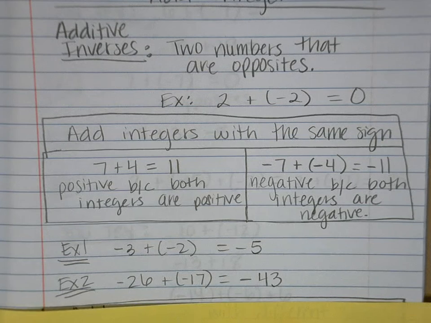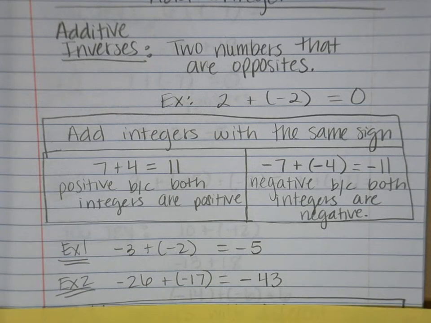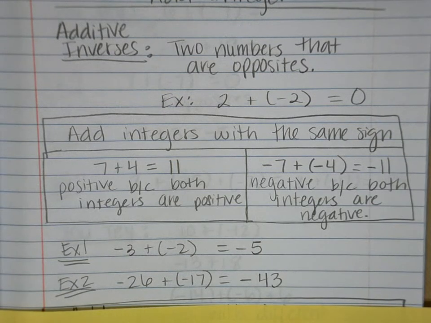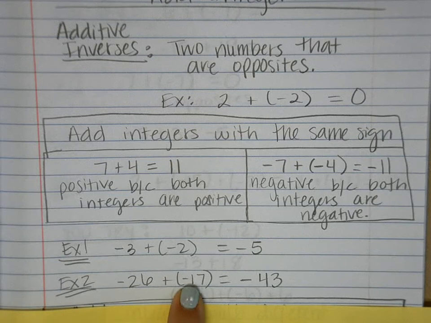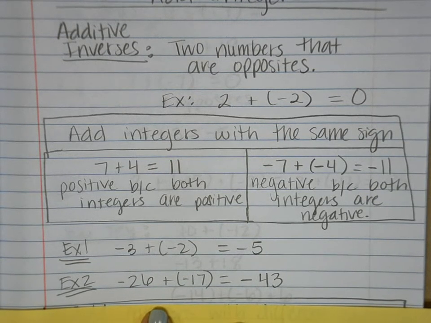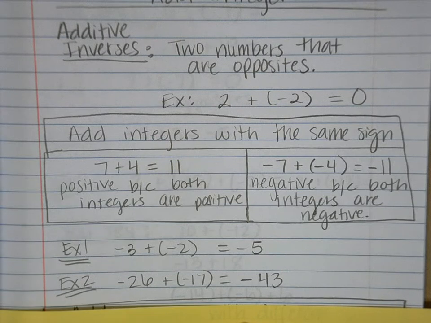Any questions on this information? Yes? Why do you have to put the parentheses? You don't have to put the parentheses. You could even take out the plus sign and just put negative 17 or minus 17 right there. But I think it helps us see what's going on. We're taking these two negatives and adding them together, adding the numbers and keeping them negative. It's just a visual helper.